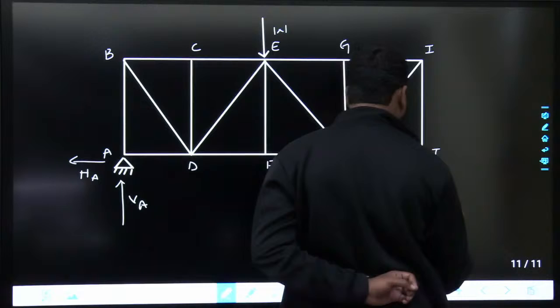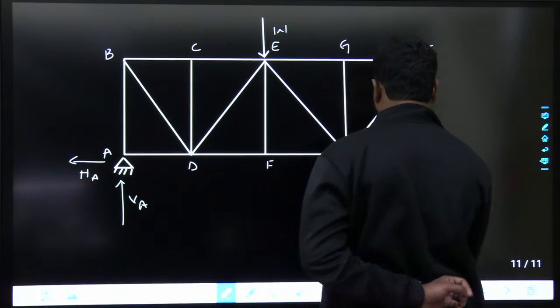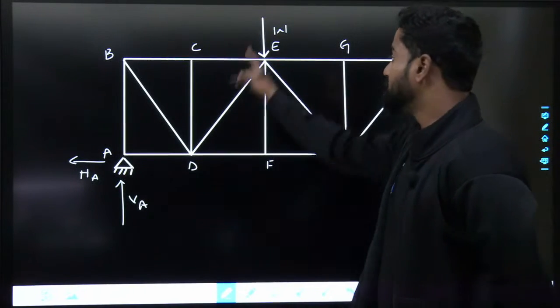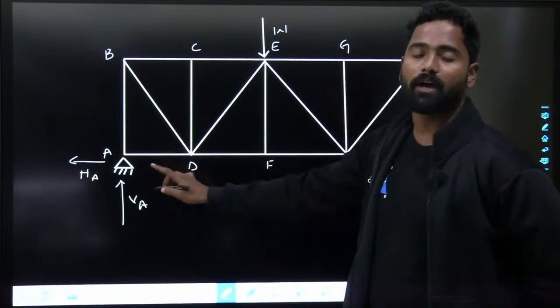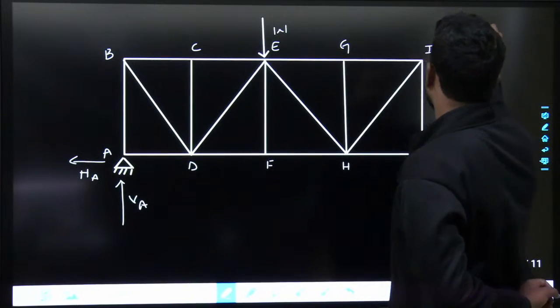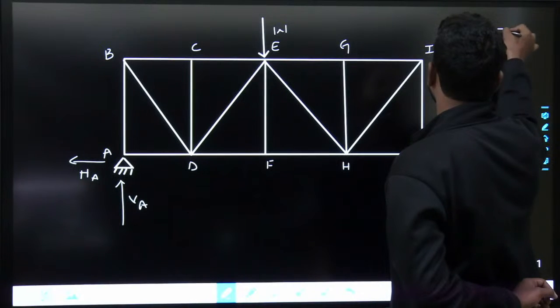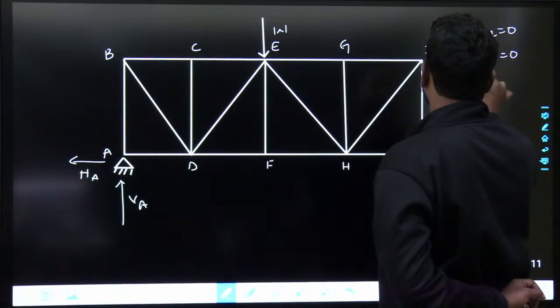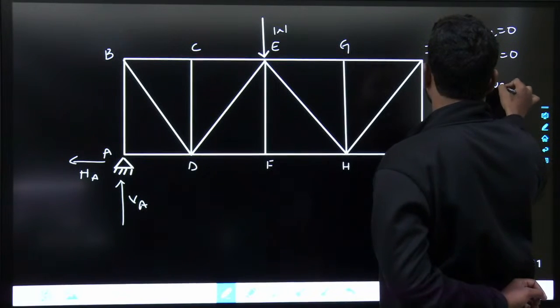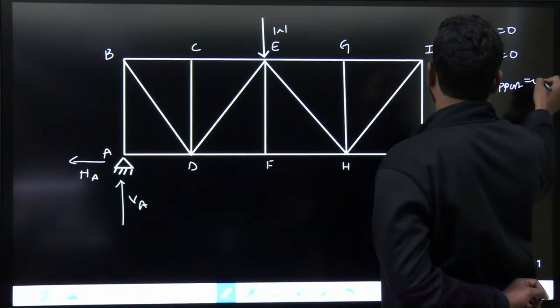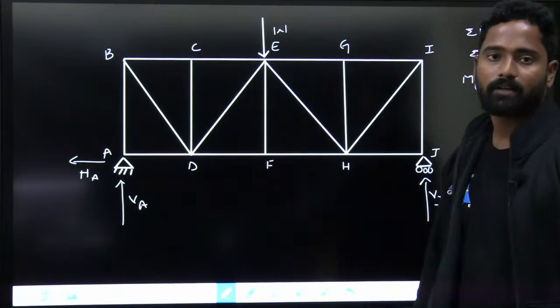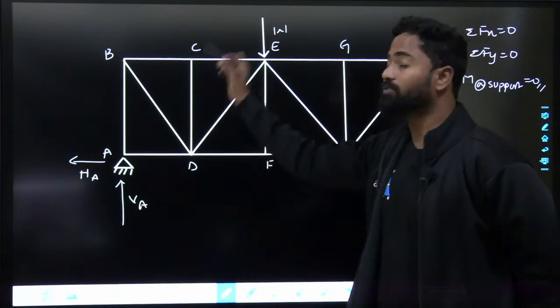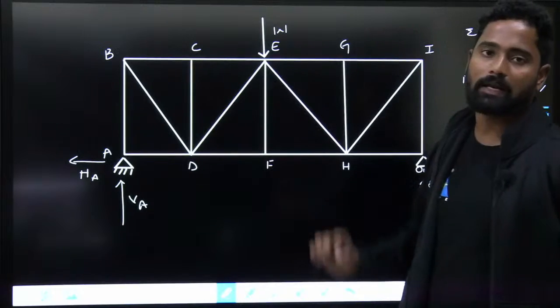By considering equilibrium of whole truss, find out the reactions at the supports. You can use three equations: sigma Fx equals to 0, sigma Fy equals to 0, and moment about any support equals to 0. Fine. By using these three equations for whole truss, find out the reactions.